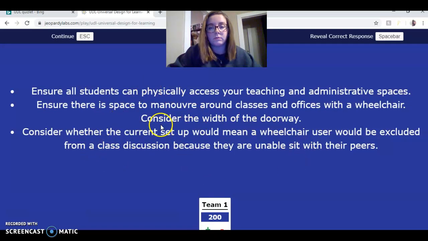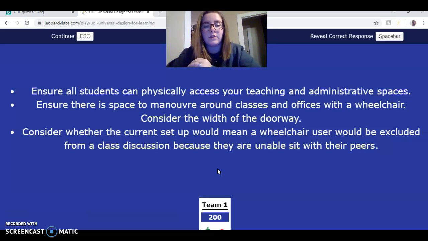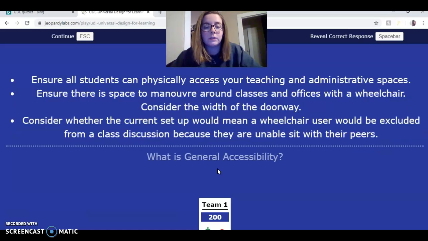Barriers for 200 or 100, I don't know. Ensure all students can physically access your teaching and administrative spaces. Ensure there is space to maneuver around the classes and offices with a wheelchair. Consider the width of the doorway, and consider whether the current setup would mean a wheelchair user would be excluded from a class discussion because they are unable to sit with their peers, which is general accessibility.